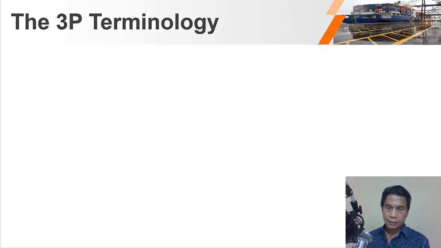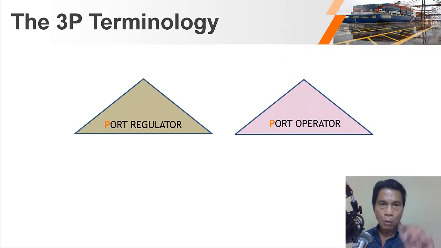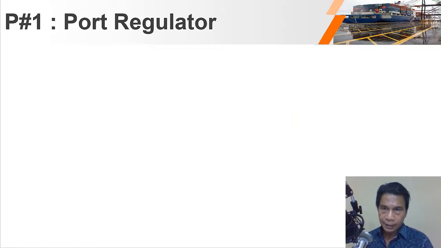Okay, in this slide, let's see the contents of the 3P terminology. Number one is port regulator. Number two is port operator. Number three is port community. And in the next slide, you will see what P number one, port regulator, is.